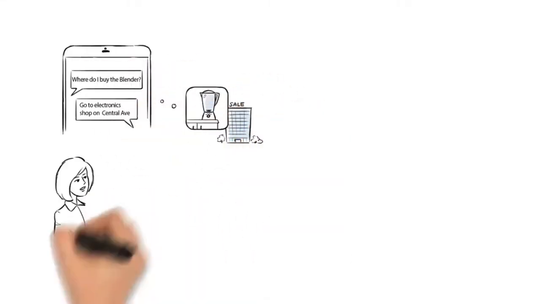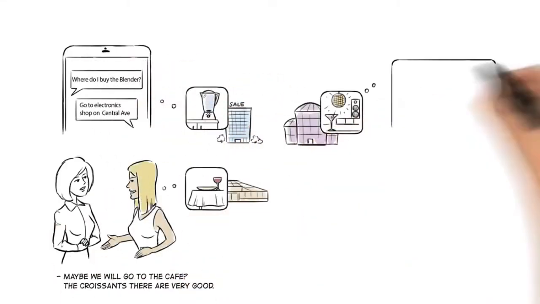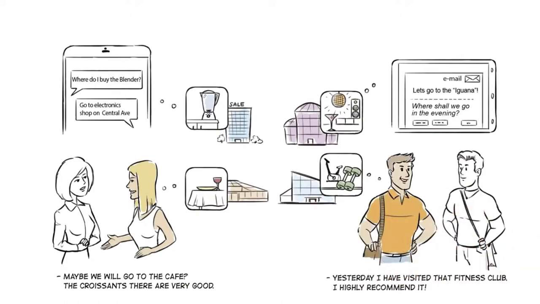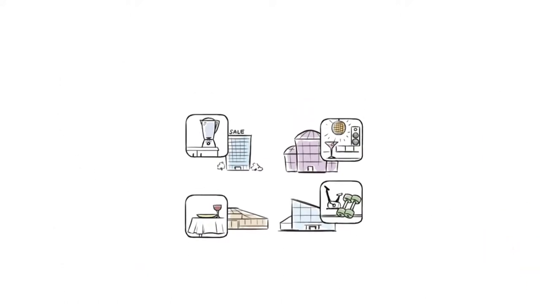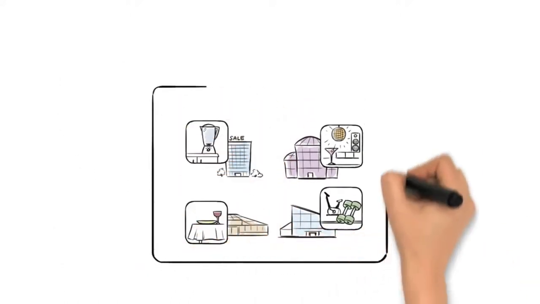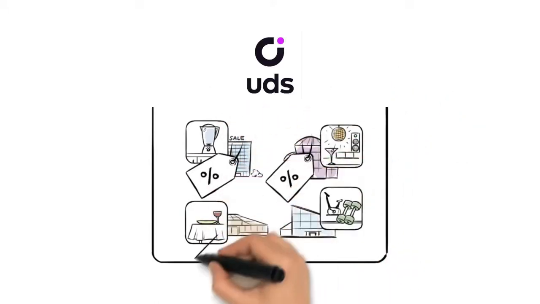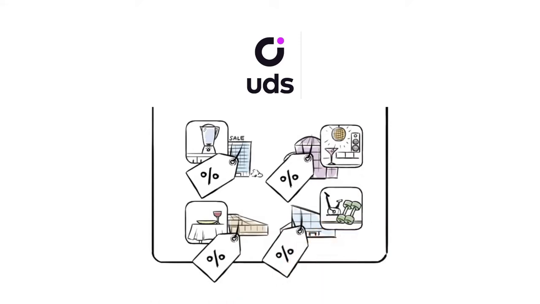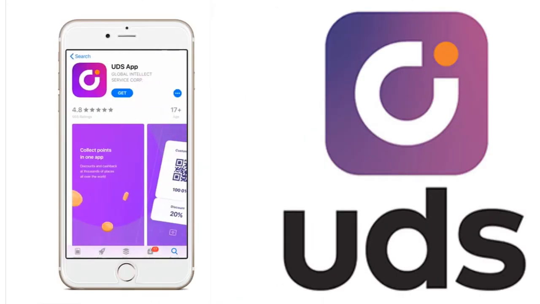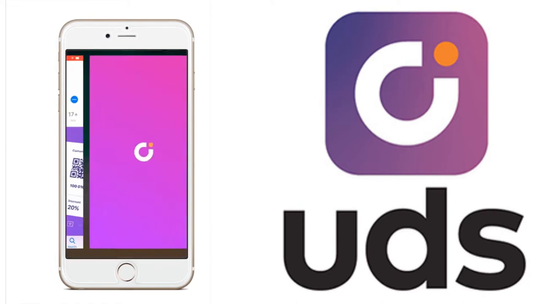Each day you recommend clubs, shops, and restaurants to your friends. And you do not even suspect that many of them are already members of the UDS application, which allows you to receive discounts. Good discounts. How? It's all very simple. You download and install the UDS application on your telephone, absolutely free.